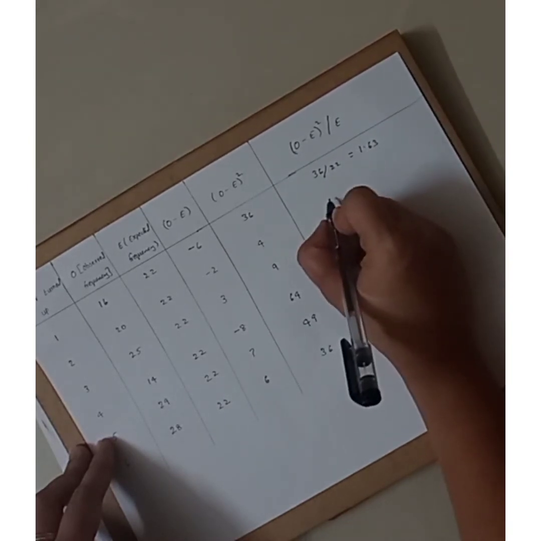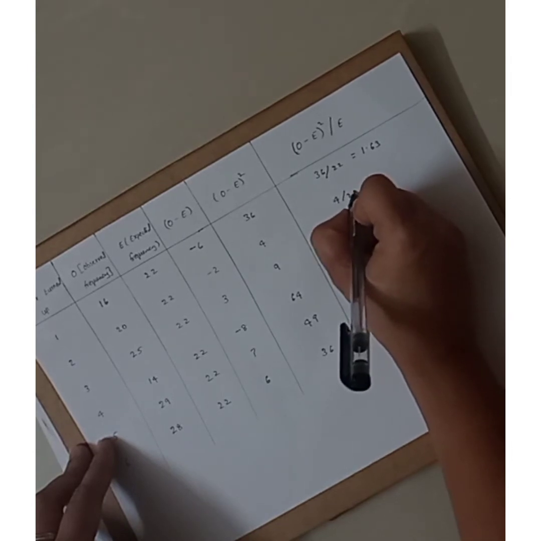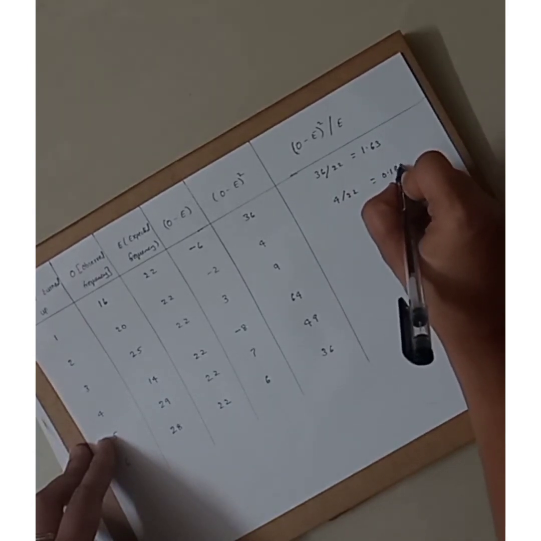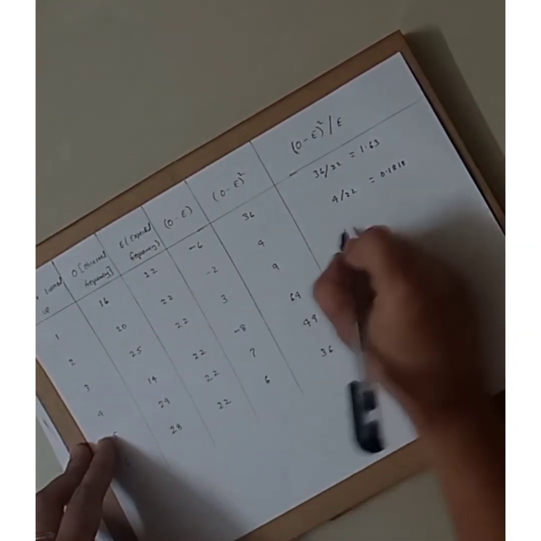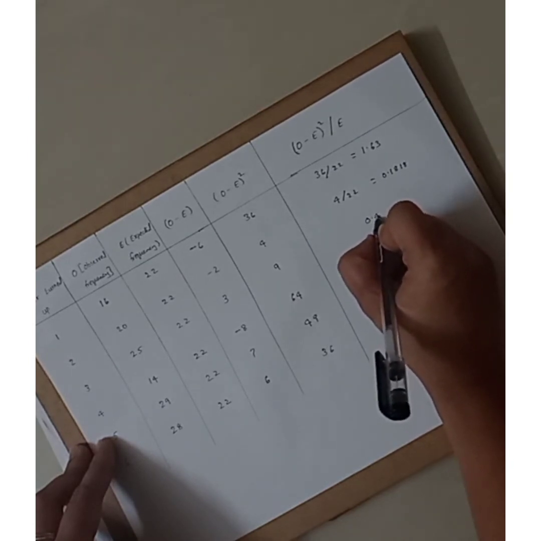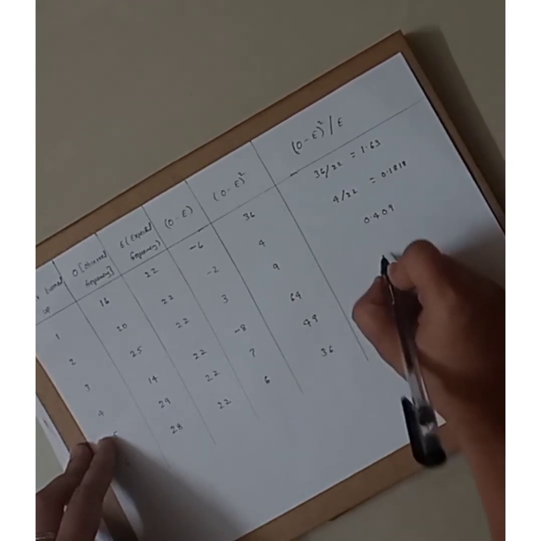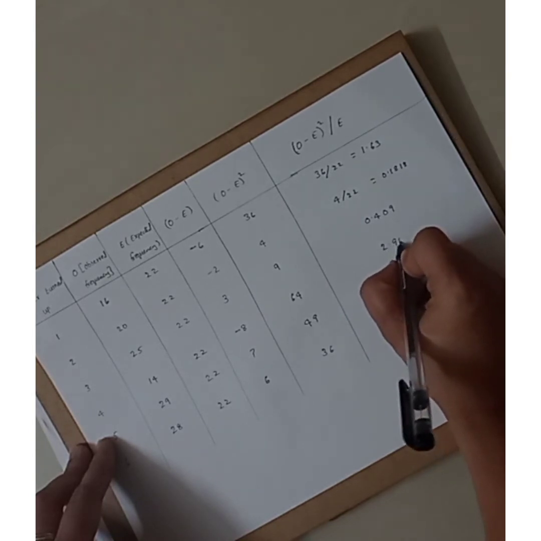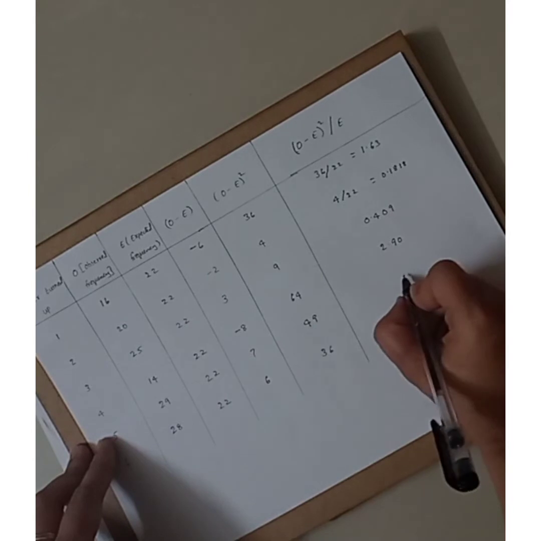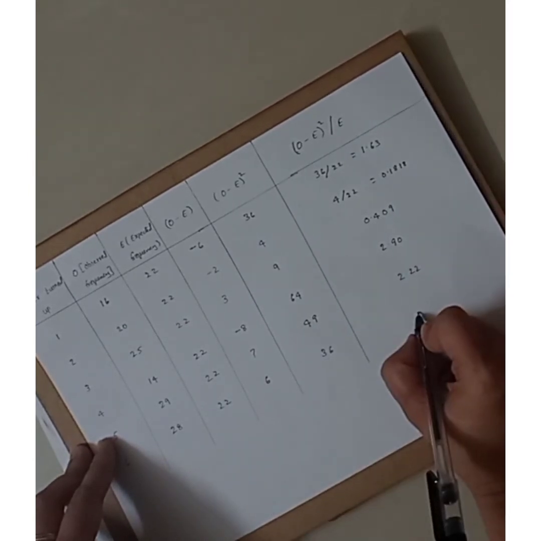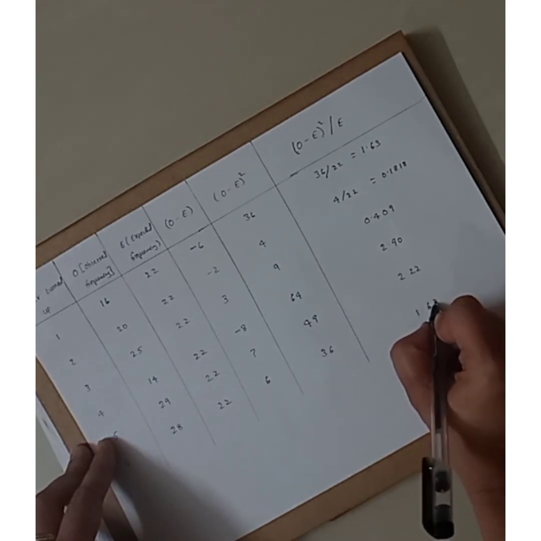Similarly here again 4 divided by 22 you will get 0.1818. So similarly you have to write like this 9 by 22 and so on. I am just writing down the calculated value. So the next one is 0.409. Then you have 64 divided by 22, that is 2.90. 49 divided by 22 you will get 2.22. 36 divided by 22 will give you 1.63.